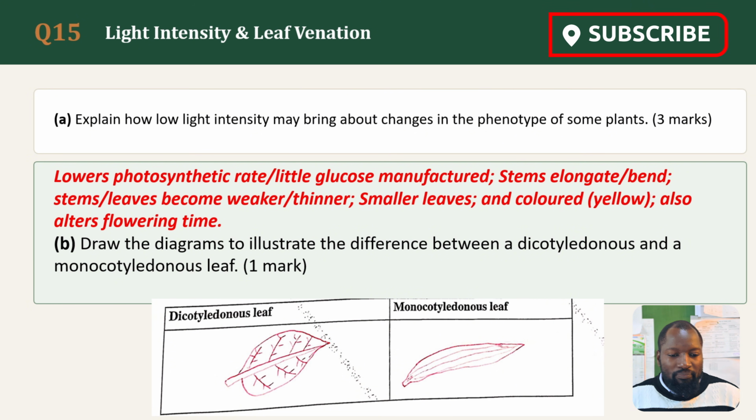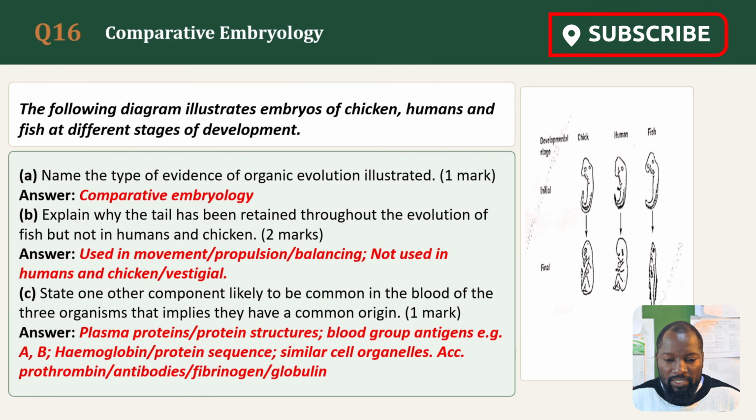Question number 16. The following diagram illustrates embryos of chicken, humans, and fish at different stages of development. So we have the development stage, that is the initial and then final. At initial, the chick looks like that, the human looks like that, and the fish looks like that. Then at the final stages, you can see they have differentiated. So what can you say about this? First of all, in the initial stage, all the embryos look very much identical. But in the final stage, you find that they have differentiated into respective organisms.